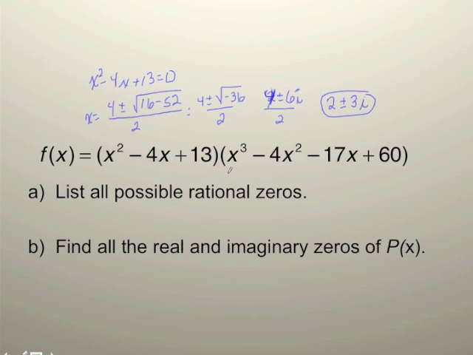Now I need to do this one. Well, the only factor here is 1. So the factors of 60: 1, 2, 3, 4, 5, 6. 6 times 10, 5 times 12, 4 times 15, 3 times 20, 2 times 30, and 60 times 1. We have all these possibilities.